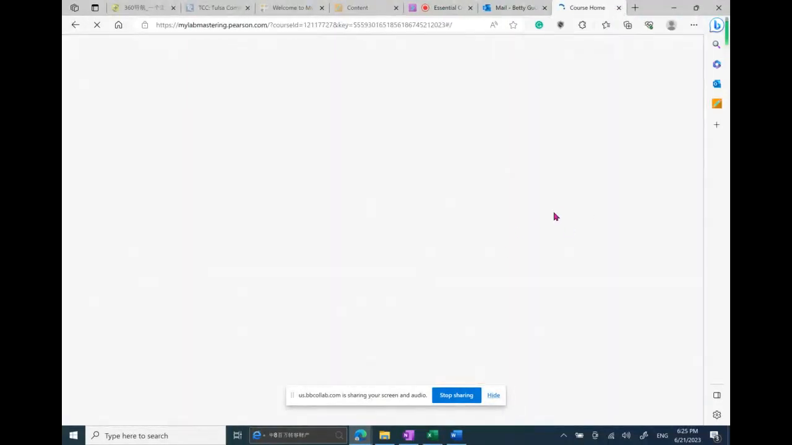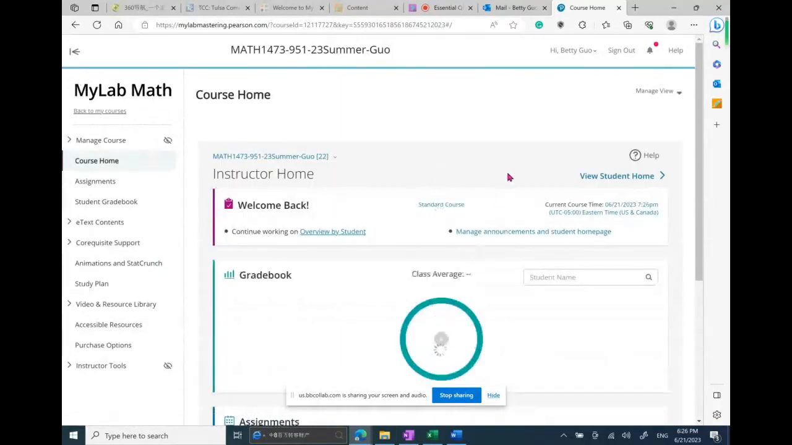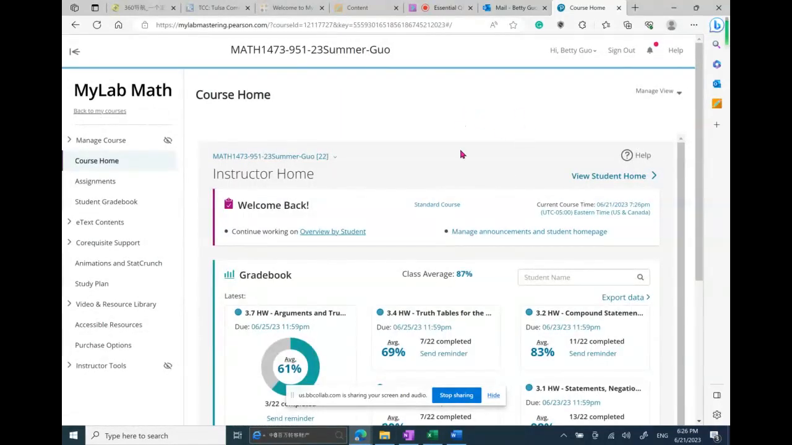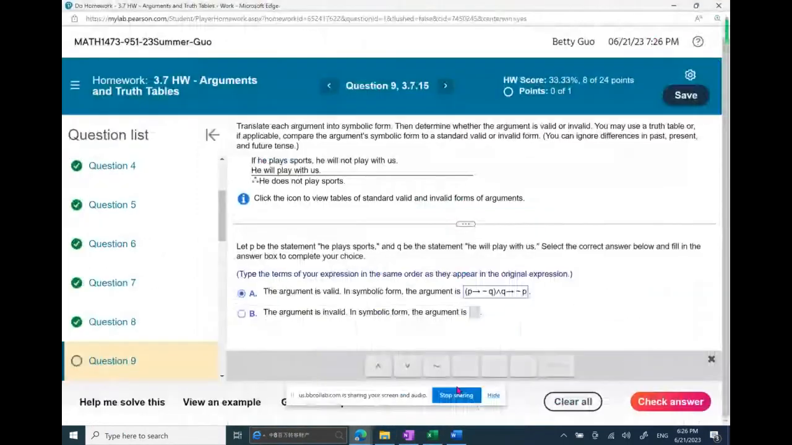Let me double check. Sorry about that. Yeah, this is my personal device. It's not perfect. I think it has a virus. Constantly has advertisements popping up.